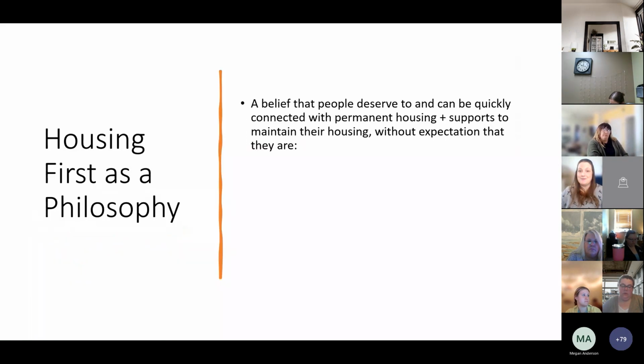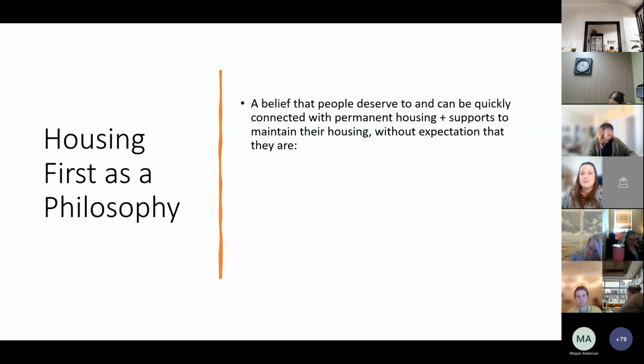So Housing First is a philosophy. Housing First, at its core, is this deep intrinsic belief that people deserve housing, that it is an emergency for people to be sleeping outside, for kids to be sleeping in a car. This is an emergency, and it's a medical emergency. People are dying. And I think our society has just gotten really used to it. But Housing First is reconnecting us to this belief that housing is a basic human right.